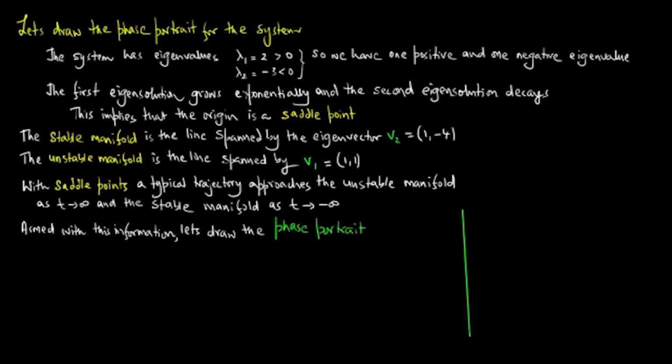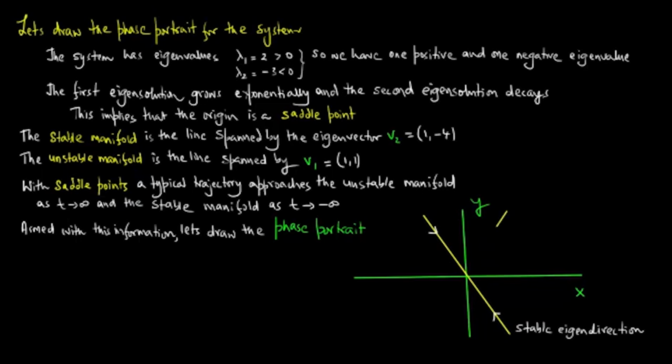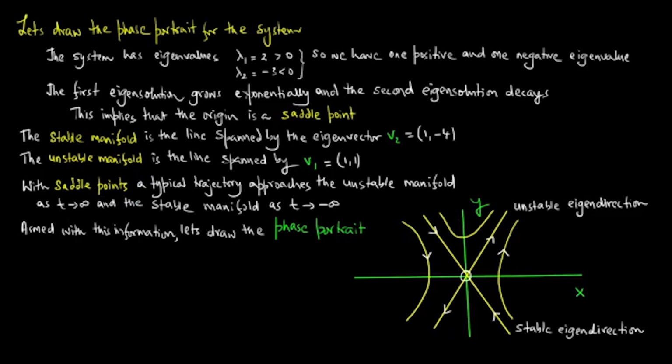So we plot y versus x. We first highlight the stable eigendirection, and then highlight the unstable eigendirection. And we now go ahead and complete the phase portrait. And that's the completed phase portrait.